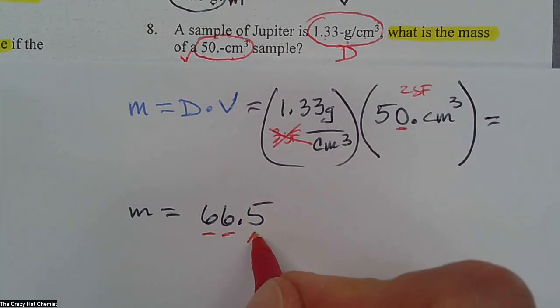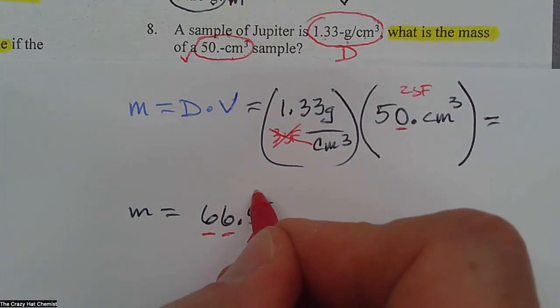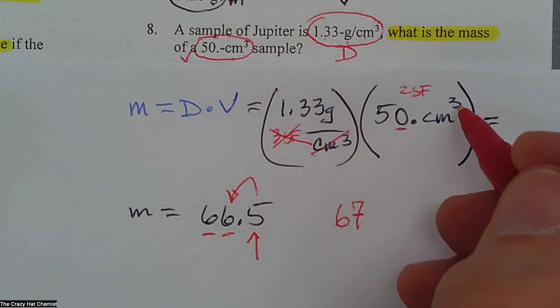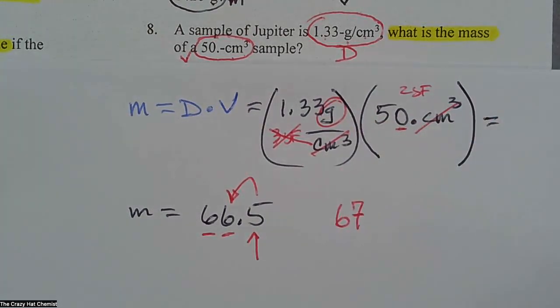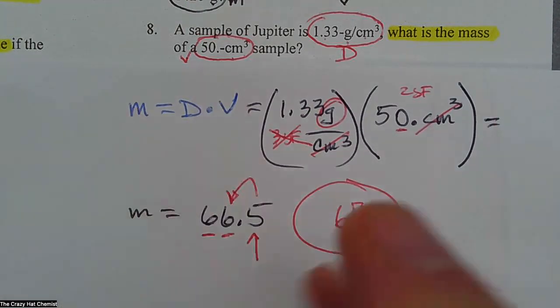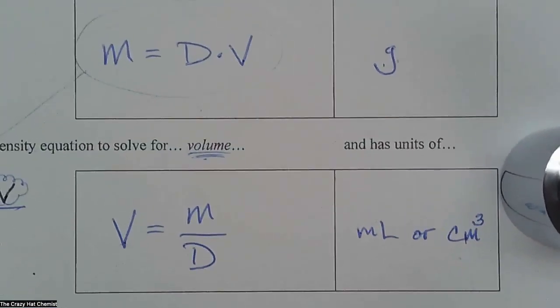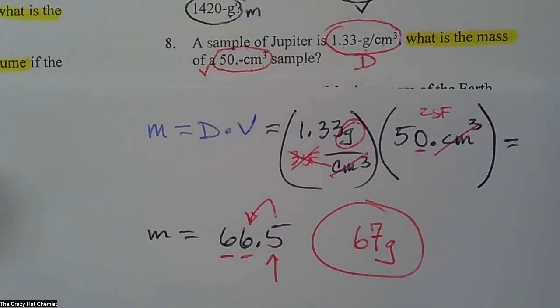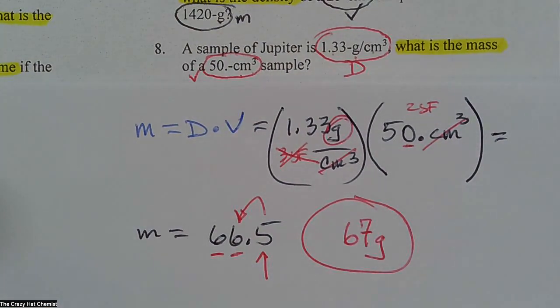That's 1, 2. I'm rounding with that 5. That is 5 or greater. I'm going to add 1 to the preceding digit. That becomes 67. And the cubic centimeters cancel out, and I'm left with grams. So this is grams. And is grams a mass? It most certainly is a mass. So I should be good to go on that problem, number 8.